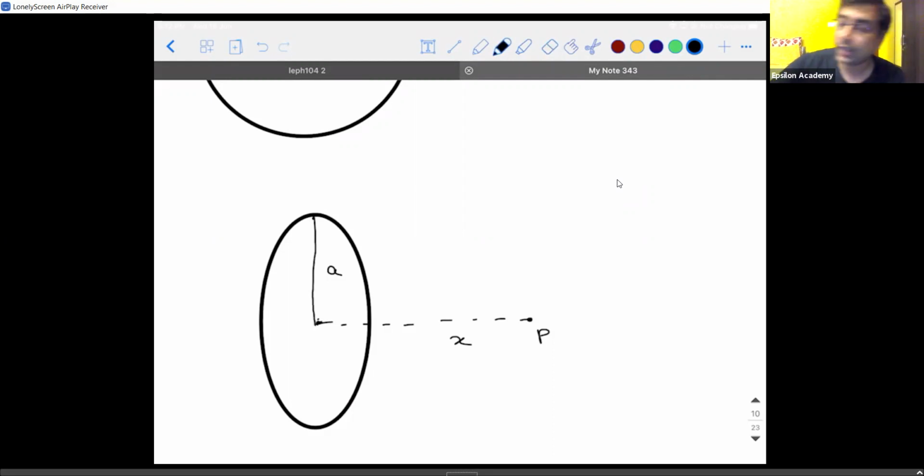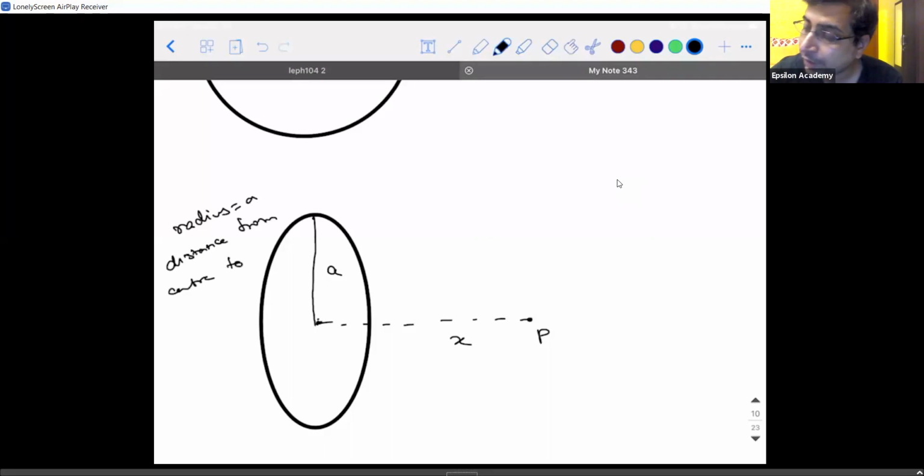Okay, radius is A and distance from center to point P is X. Okay, that's it. Now, what we need to do is, for us to apply the Biot-Savart law, right? For us to apply the Biot-Savart law, we need a current carrying element.